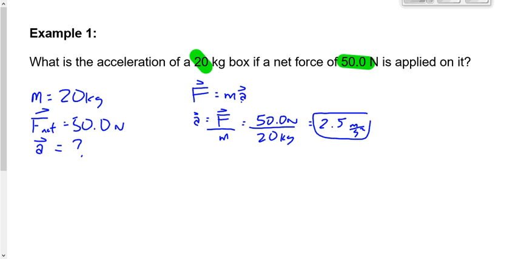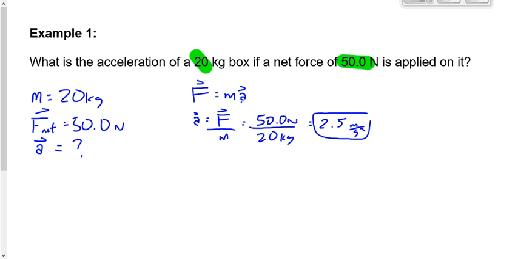Now, understand here, please understand this. This 50 newtons is the net force. It's not the force, it's the net force. That means that this 20 kilogram box may be pushed with 50 newtons one way and 0 newtons the other way. Or it could be pushed with 20 newtons one way and 70 newtons the other way. The net force is 50. Or it could be pushed with 1,020 one way and 1,070 the other way. We don't know what the forces are here. We know what the net force is, the total force.